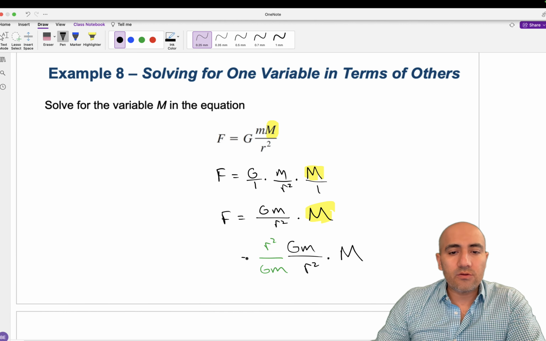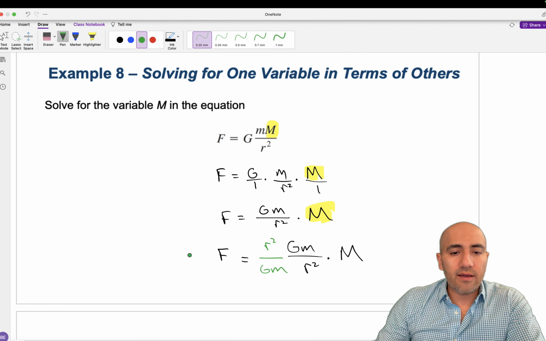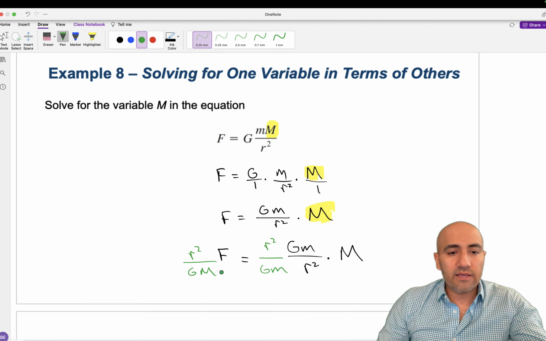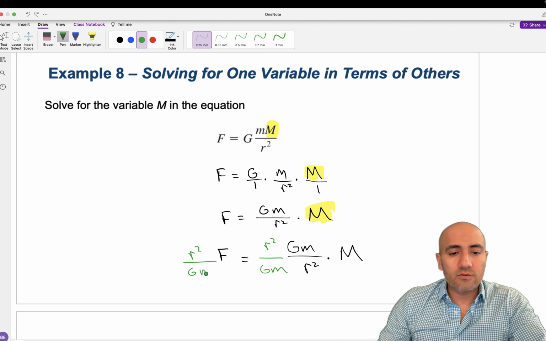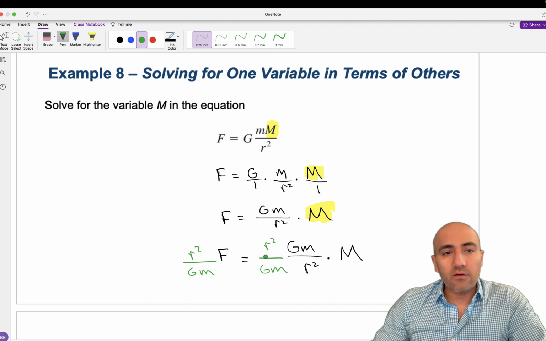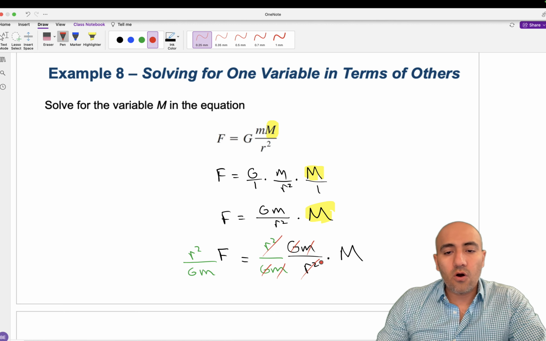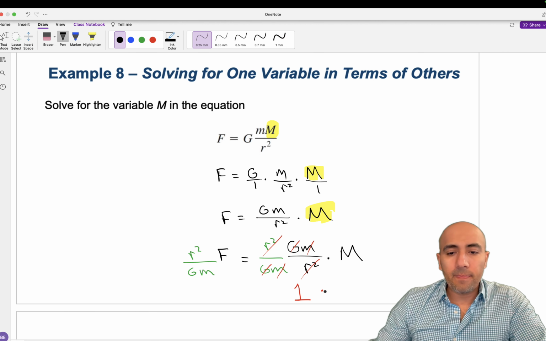Whatever you do to one side, you must do to the other. So I must also multiply this side by r squared over G, oops, see, I did it myself. This is capital M, lowercase m. Don't do that, be careful. So this is lowercase m. All right, so now G, m, each of these things cancel. The G cancels with that, the m cancels with that, the r squared cancels with the r squared. So all of this just becomes one giant 1 times M, capital M. So you've isolated your capital M.